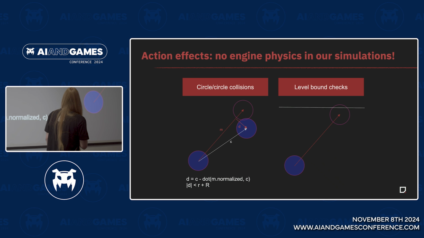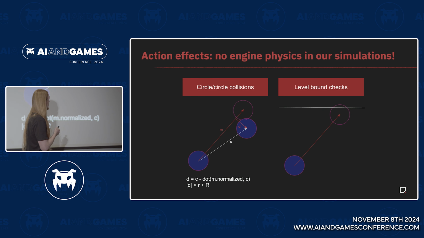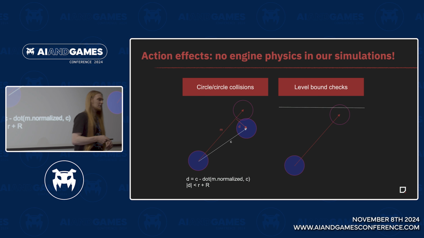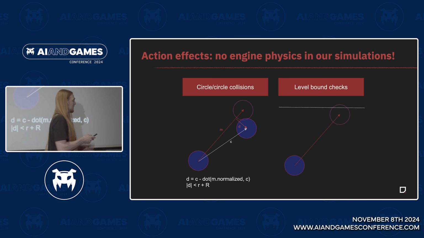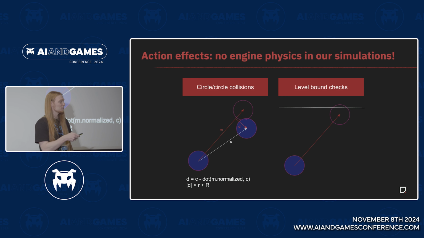We just could calculate simple circle collisions and level bound checks, because if you try to go out of bounds, the unit will fall, and it won't be able to move next turn. So it turned out that the whole physics is not really that complex, and we just could put all of that into the forward model.